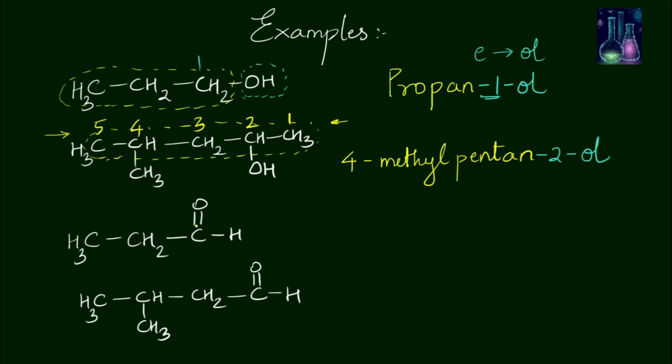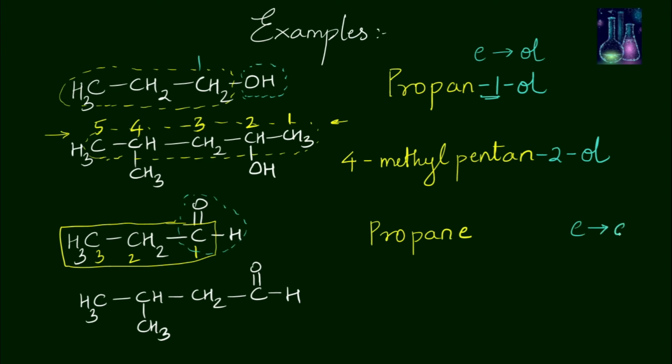There are 3 carbon atoms. Now the functional group itself has a carbon atom, so it gets the highest priority, and you have to include it in the parent chain. So 1, 2, 3. So there are 3 carbon atoms, which stands for prop. Since all carbon-carbon single bond, ane. Now here, this is an aldehyde functional group. So therefore, the E has to be replaced by Al.